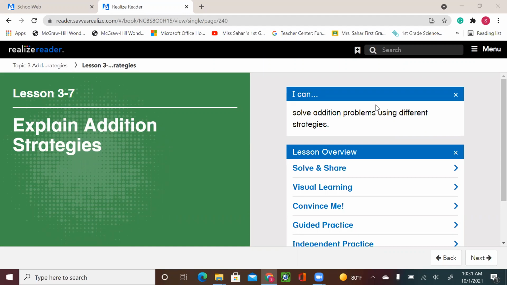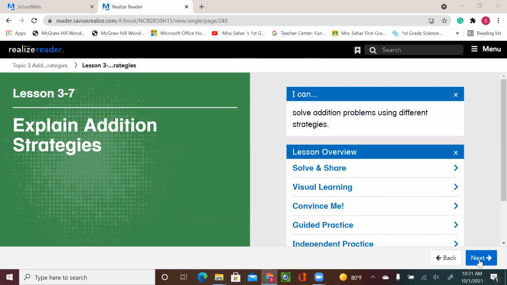We're still in topic 3. Remember, in this topic, we're learning about addition facts to 20. We learn different strategies to add to 20. We learn about counting on, using the open number line. We use the doubles plus, and making the 10 frames. So today we're going to explain which strategies we're going to use to add our numbers.